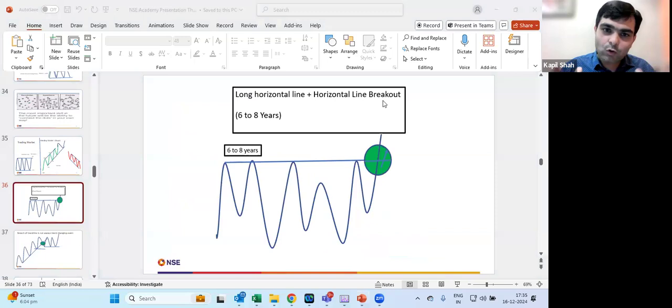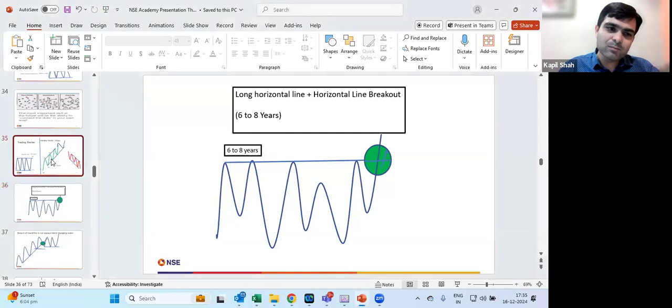The horizontal lines. One particular level acted as resistance for 6 years, 8 years, and more than that. And finally, when the breakout happened, it was like a structural change in that particular stock. So I normally try to find such setups where one particular stock has been resisted for a very huge period of time. And when the breakout happens and your horizontal line is breached on the higher side, this is the upward momentum that we see.